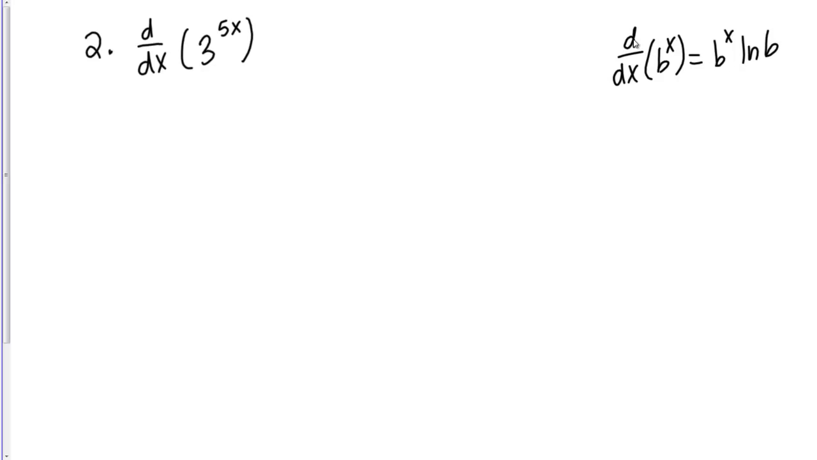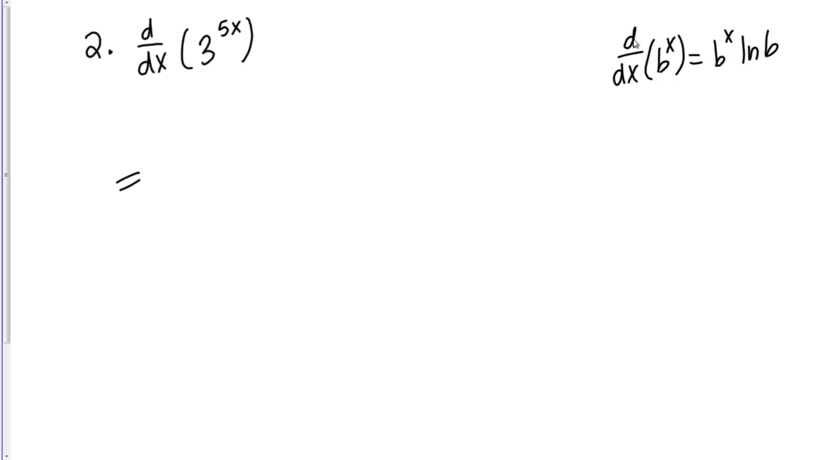So this rule is for when you have a base, b, some number, raised to x as the exponent. And here I've got that basic form. I have a number, 3, raised to an exponent that involves an x. So I want to use this rule. But once again, my exponent is not just x, it's 5x. So I'm just going to have to use the chain rule in addition to the basic rule.